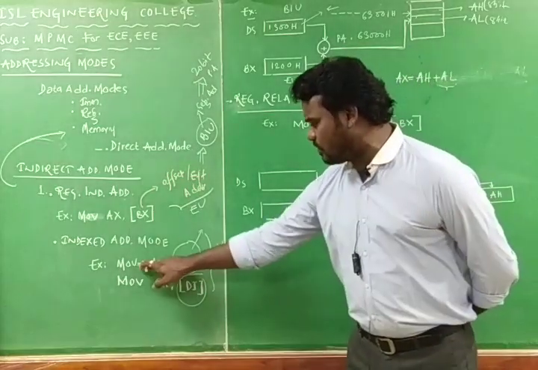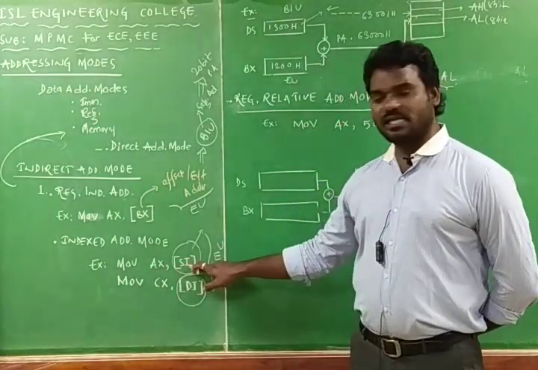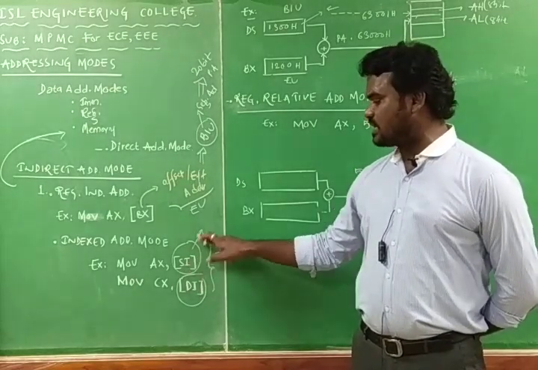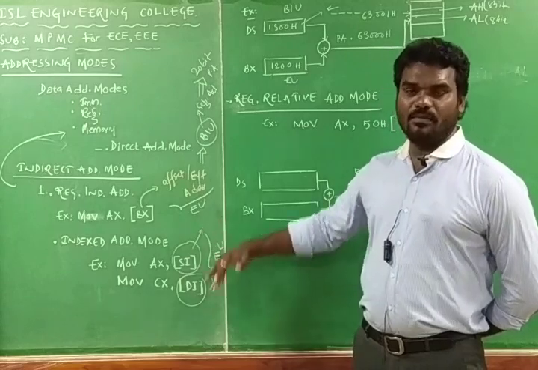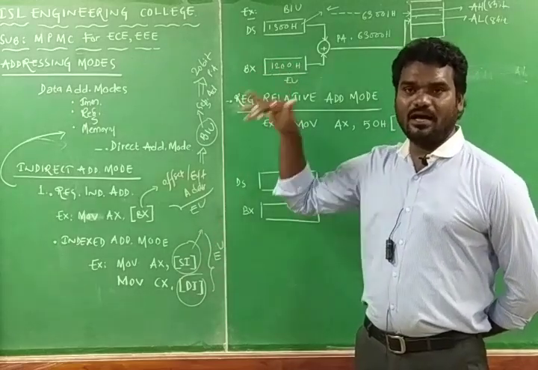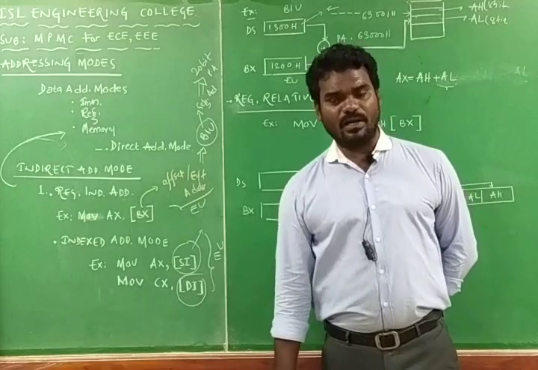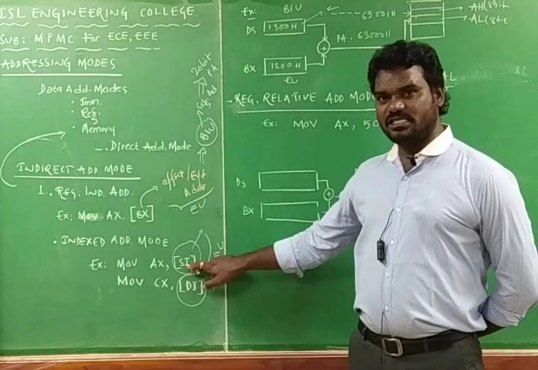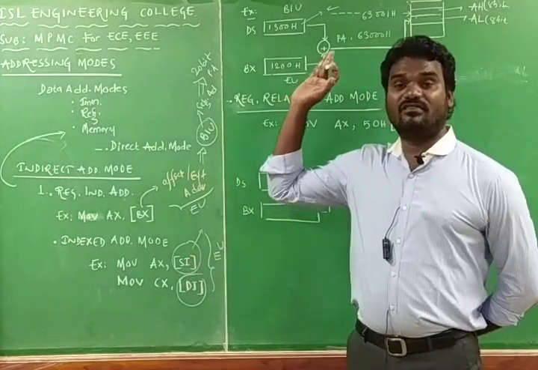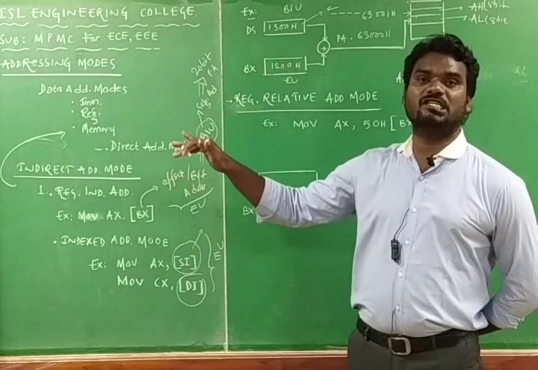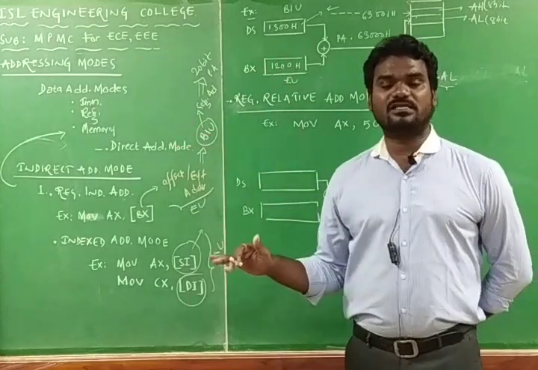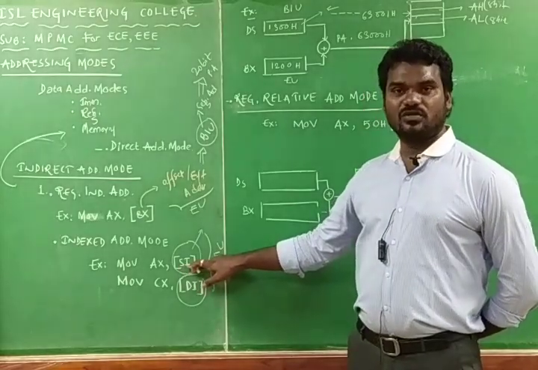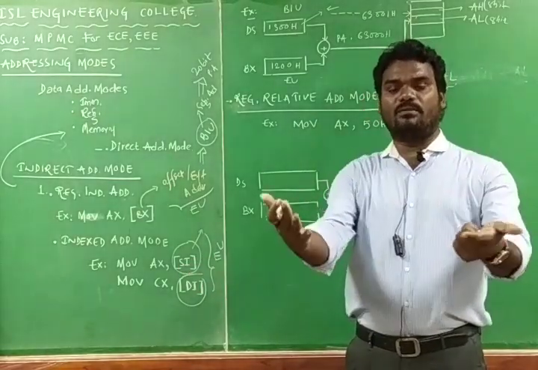So I am going with MOV AX, SI. SI is nothing but the source index register. In the source index register we have the offset address, so it will be given to the bus interfacing unit. In the bus interfacing unit we have the segment address. In the case of the source index register, by default the data segment register holds the segment address, so both will be added to generate the 20-bit physical address.